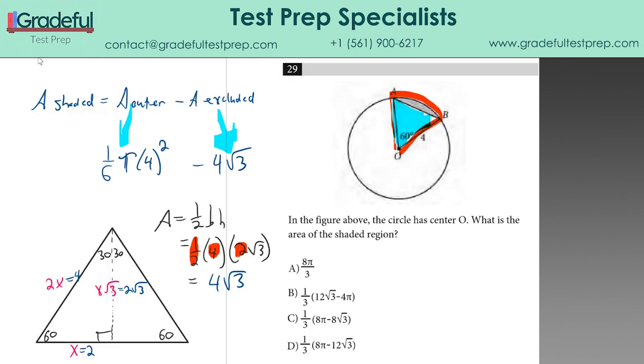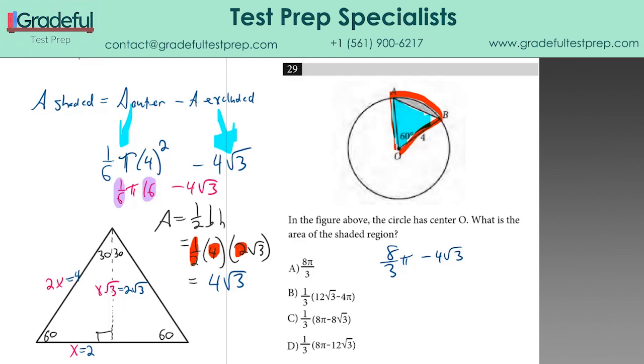So we can go ahead and square the 4, so 1/6 times pi times 16 minus 4 root 3, and 1/6 times 16, we can just multiply that and make it look like 16 over 6, which is 8 over 3, so 8 over 3 pi minus 4 root 3.